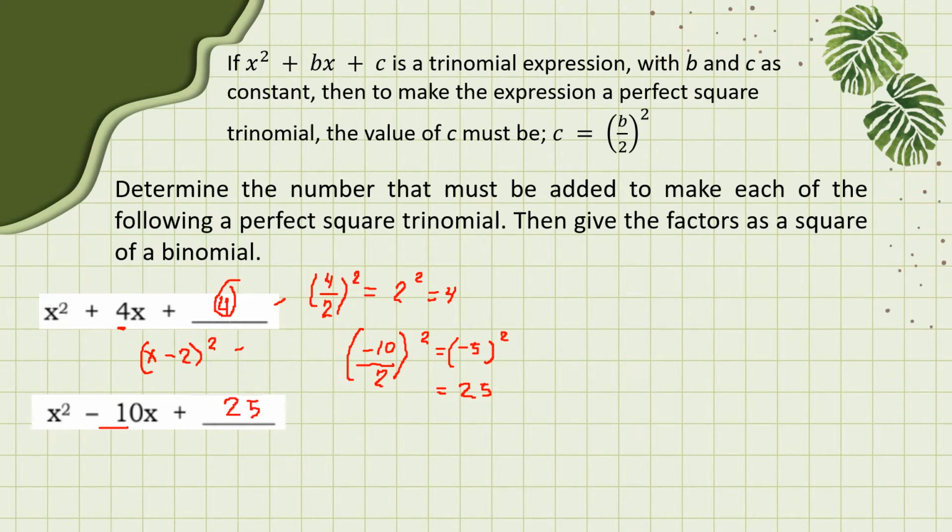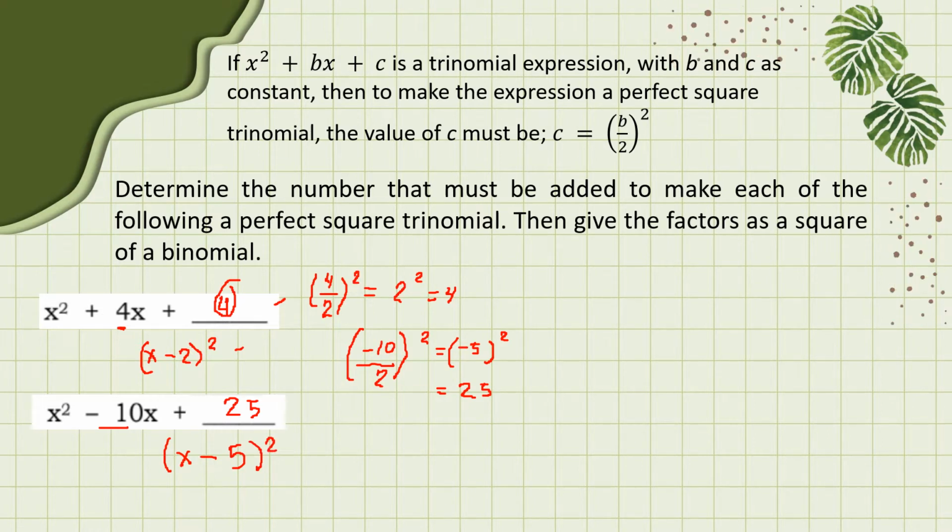Pag kinonvert naman natin ito into a square of binomial, ito po ay magiging x. Negative po yung gitna, kaya magiging x minus 5 raised to the second power. Kapag nag-FOIL method po kayo dito sa x minus 5 raised to the second power, ito po ang lalabas, perfect square trinomial. Let's proceed.